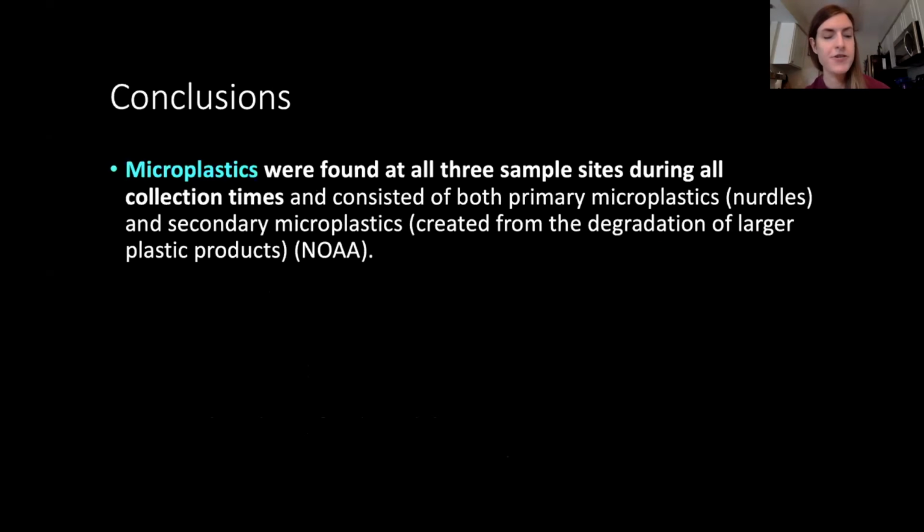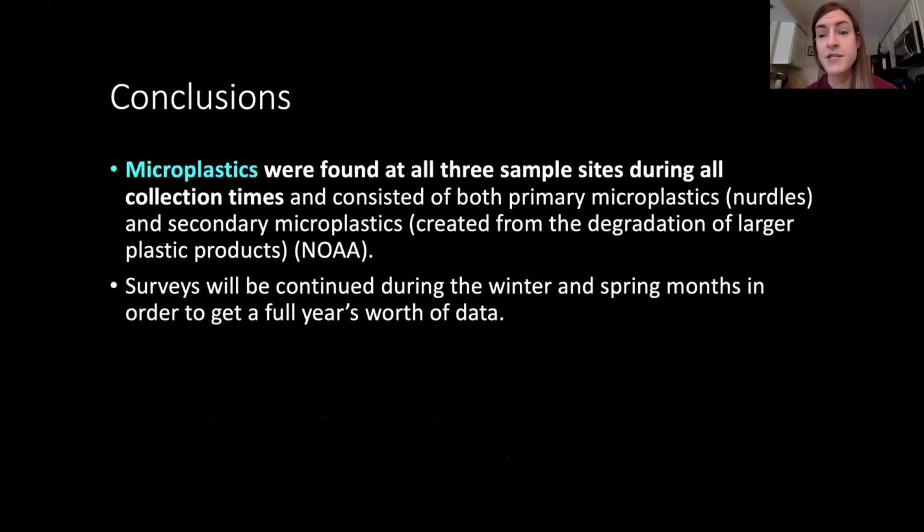So in conclusion, we found microplastics at all 3 of our sample sites during all of our sample seasons that consisted of both primary microplastics, so ones that are created intentionally to be small, or intentionally to be of that microplastic size, and secondary microplastics. And we hope to continue this sampling protocol throughout the different sampling seasons, and hopefully for a whole another year so we can get comparative data.